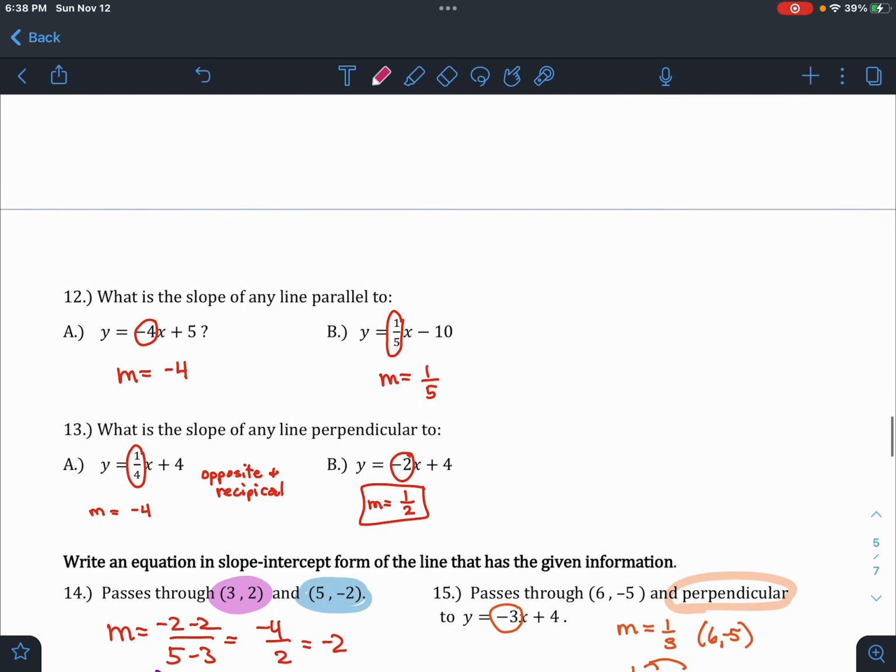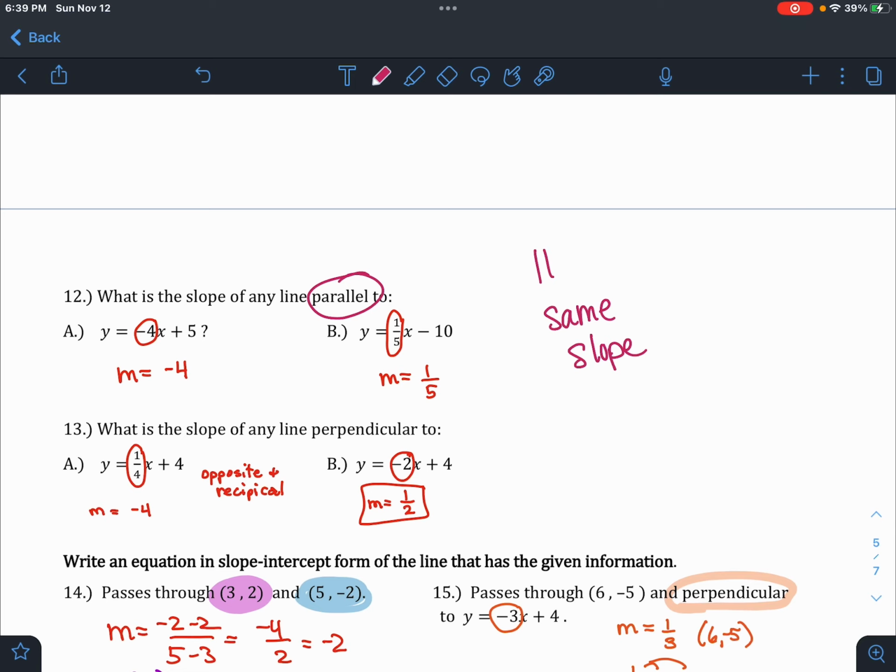Number 12 asks me to say what is the parallel slope to any of these lines. And the word parallel, remember, has those two L's, which make it look like parallel lines. And it's the same letter, reminding us that it's the same slope. The rise and the run is the same if it's parallel lines.